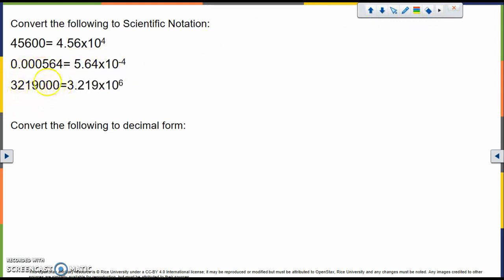Bigger than 1, so therefore this is going to have a positive exponent. Here's the decimal point. 1, 2, 3, 4, 5, 6. Here's the 6. There are 4 significant figures, 4 significant figures as well.